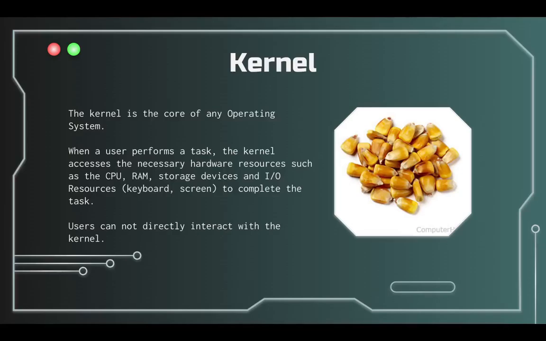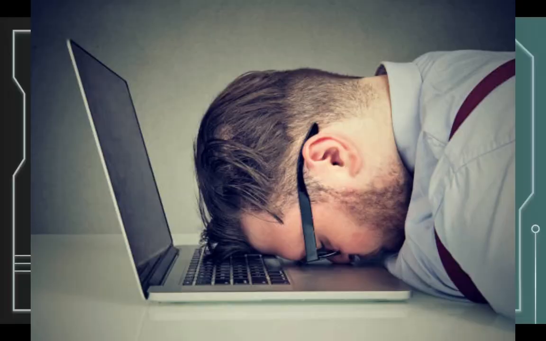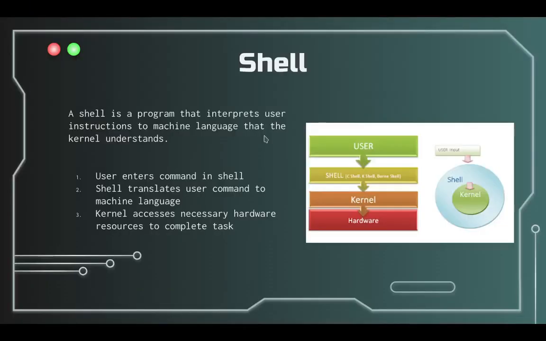Right? However, there's one gotcha with the kernel. The user cannot directly interact with the kernel because the kernel only understands machine language. Do you speak machine language? I guess some programmers can and do, but most people do not. So we need some type of translator. We cannot communicate with the kernel directly. This is where the shell comes in.